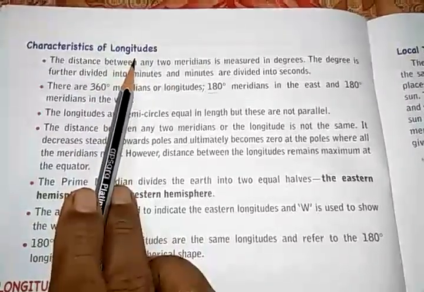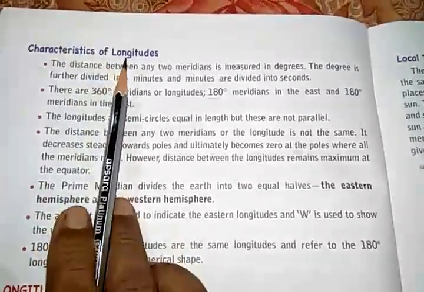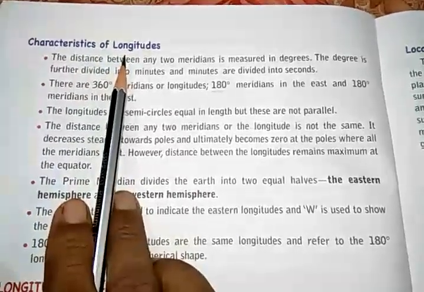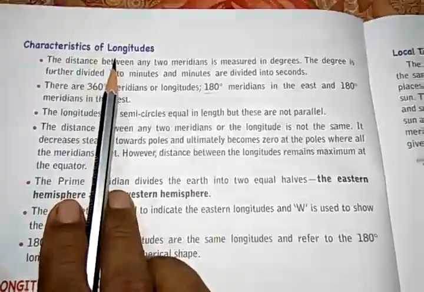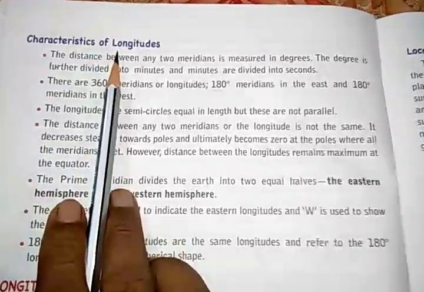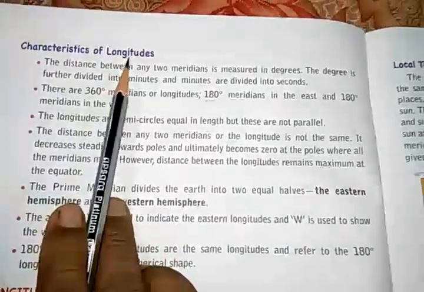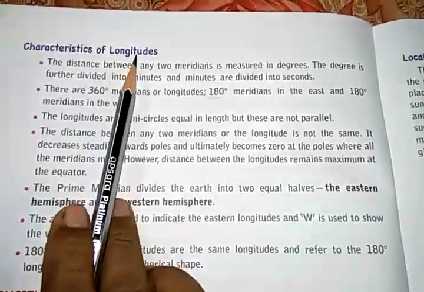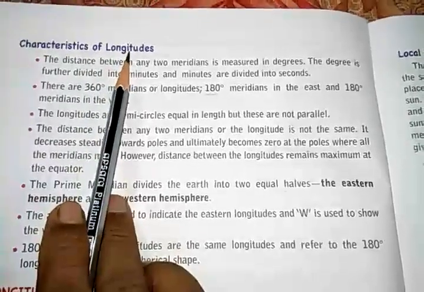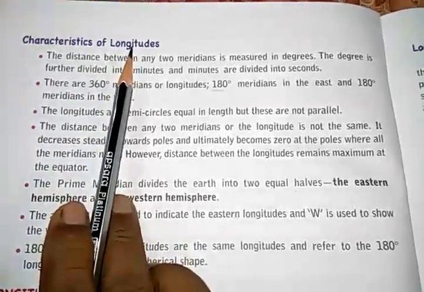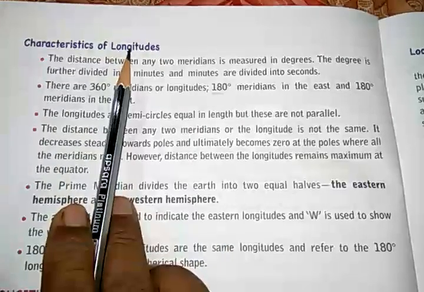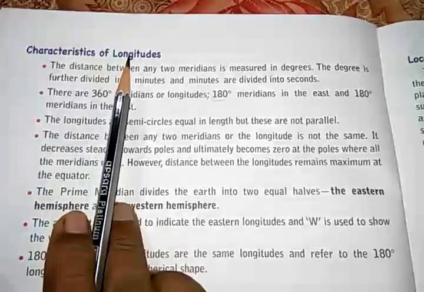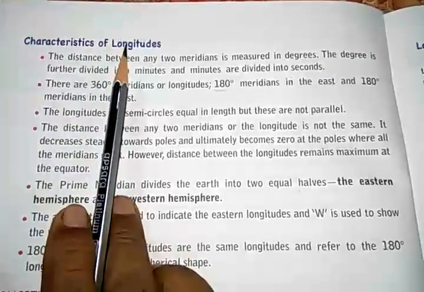So, what are longitudes? Longitudes are imaginary lines that run from North Pole to South Pole. Another name for longitude is meridians. Altogether 360 meridians or longitudes are there. The prime meridian is the 0 degree longitude, which divides the earth into two hemispheres, eastern and western hemisphere.